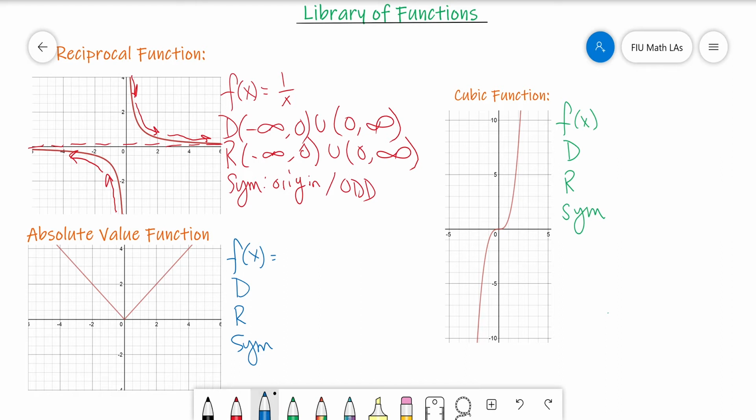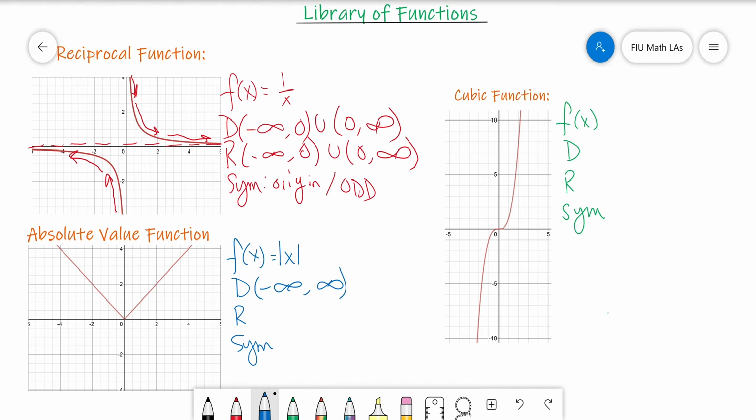Our next function down below is the absolute value function. This function looks like f of x equals the absolute value of x, and the domain of this function is all real numbers because we can take the absolute value of a negative number, we can take the absolute value of 0, and we can take the absolute value of a positive number. So therefore, the domain of our absolute value function is negative infinity up to positive infinity.